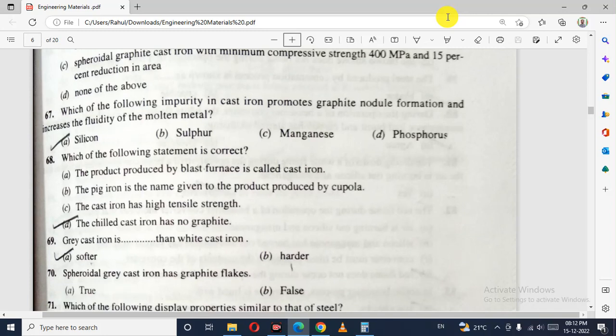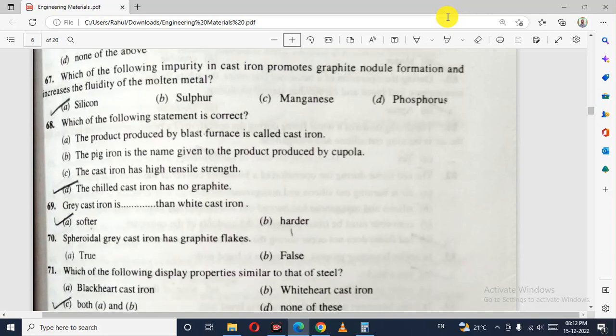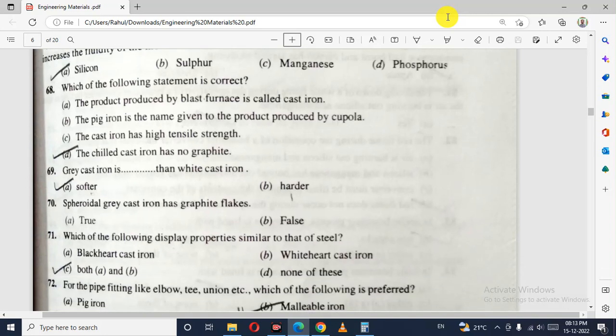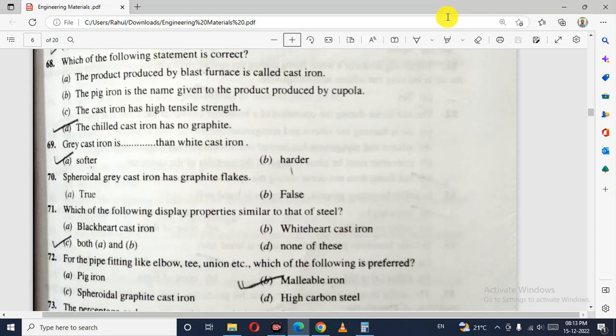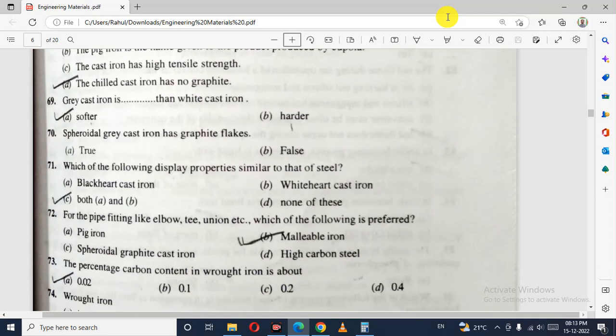Spheroidal cast iron has graphite flakes. False. Which of the following displays properties similar to those of steel? Black heart cast iron or white heart cast iron? For pipe fittings like elbow, tee, union, etc., which of the following is preferred? Malleable iron.